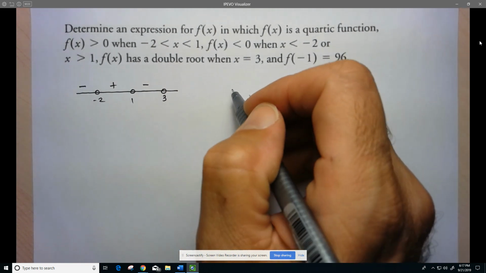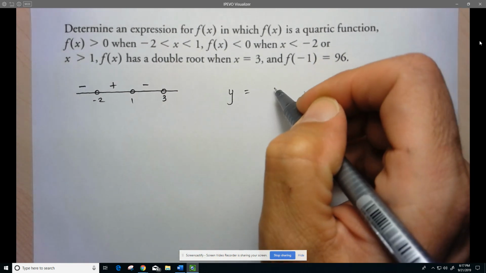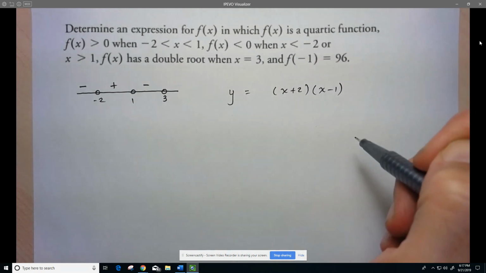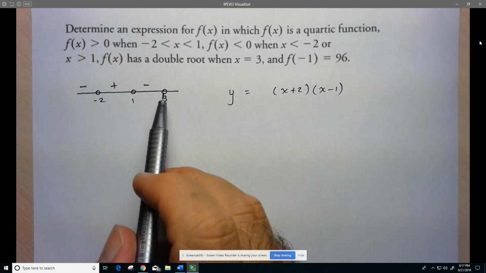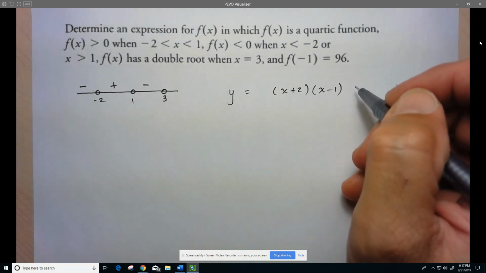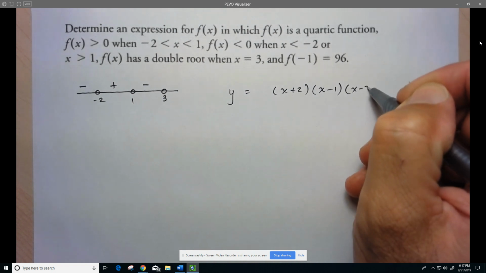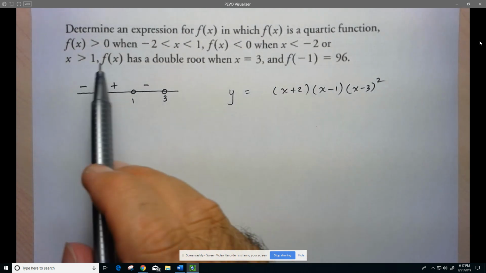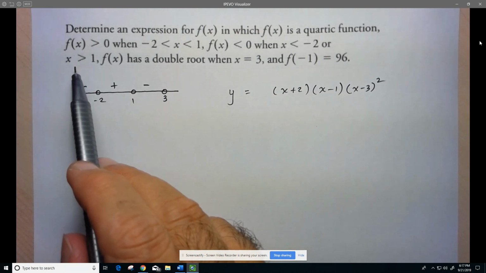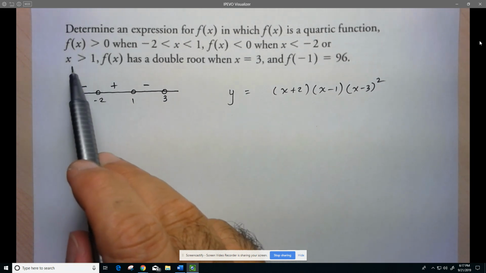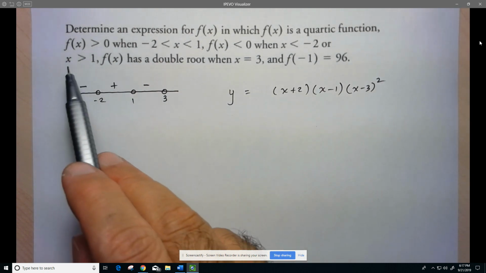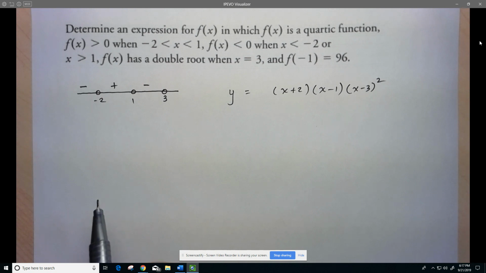That means our function must have a factor of x plus 2, must have a factor of x minus 1, and then here they tell us explicitly that there's a double root at x equals 3. So we also have factors of x minus 3 and a second one of x minus 3, in other words, x minus 3 squared. There looks to be a little bit of an error here, because it says that it's negative for all numbers greater than 1, but clearly at 3 it must be equal to 0. So actually a little tiny mistake there in the question.